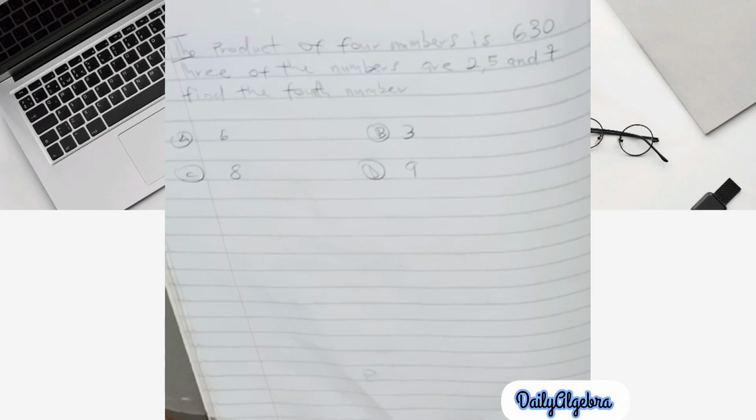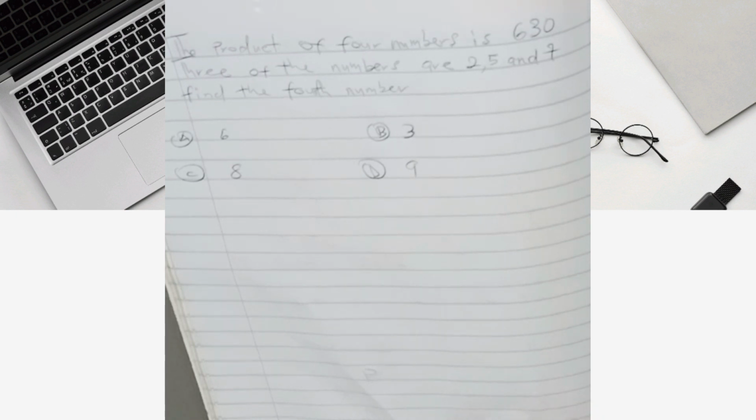The product of four numbers is 360. Three of the numbers are 2, 5, and 7. Find the fourth number. So this is how we are going to go by it.